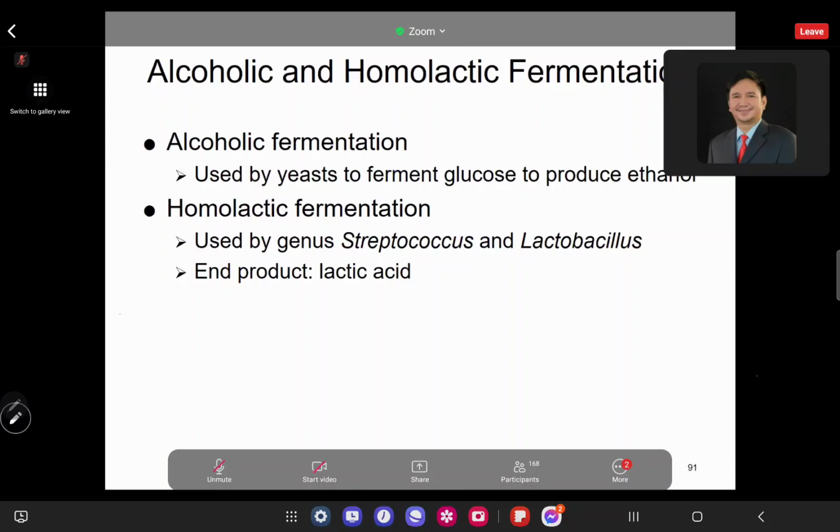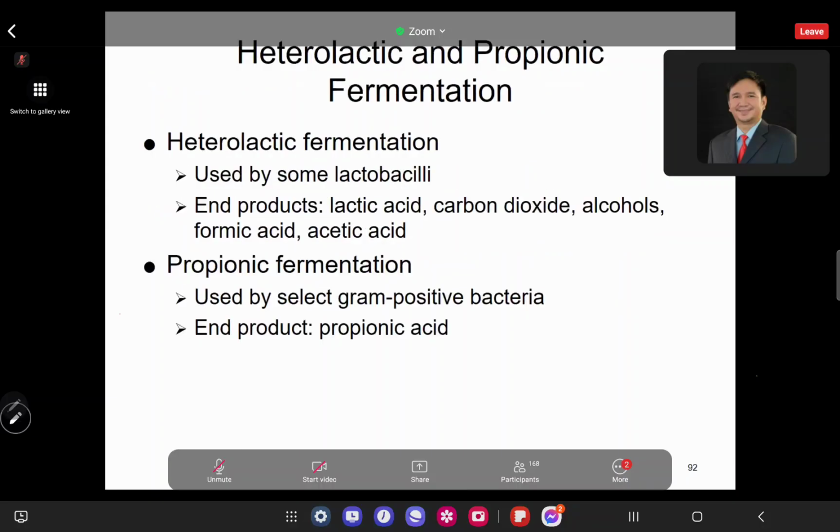Now, Streptococcus is the causative agent of what? Strep throat, endocarditis, while your Lactobacillus could maintain pH balance in the gut as well as in your vaginal indigenous microflora, preventing pathogenic growth. How about heterolactic fermentation used by Lactobacillus species? Again, end product would be lactic acid, carbon dioxide, alcohols, formic acid, and acetic acid. As I mentioned a while back, it will maintain acidic pH in the gut and vaginal tract.